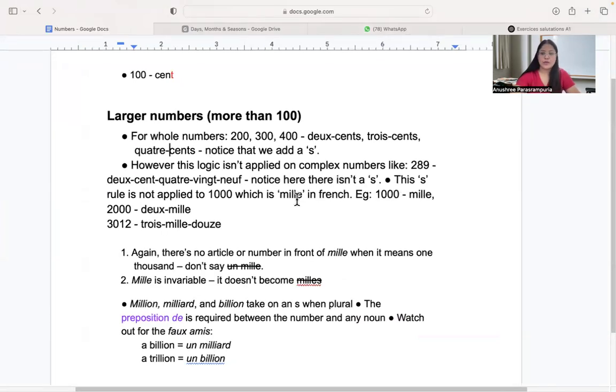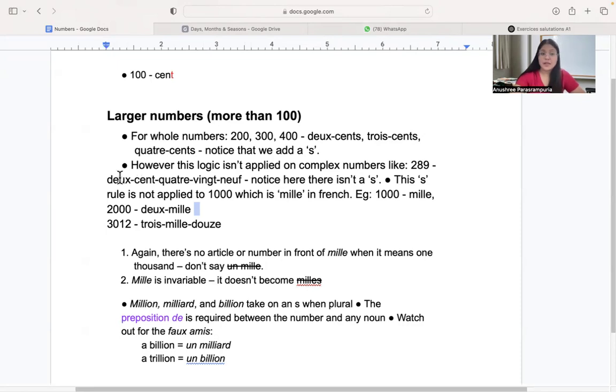However, this logic isn't applied when it's a complex number. Now let's take an example of a complex number, for example, 289. How I say it in English is how I'm going to say it in French, the only difference being there's no "and" while saying complex numbers.